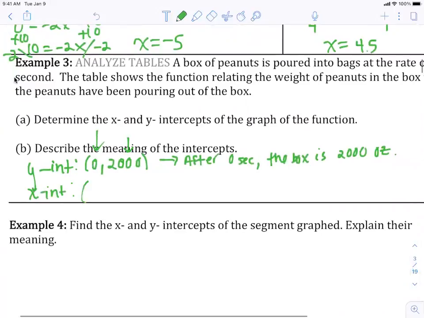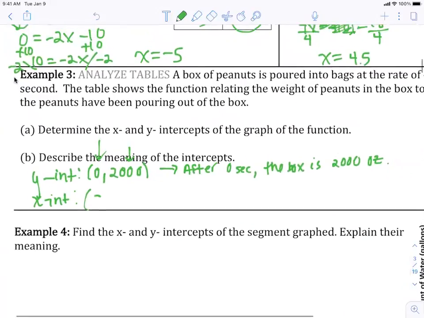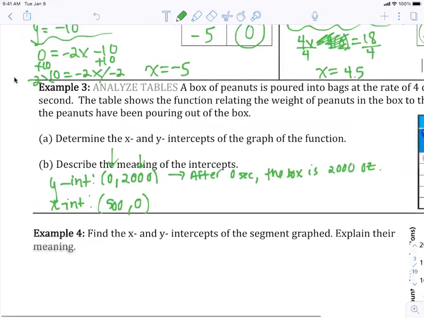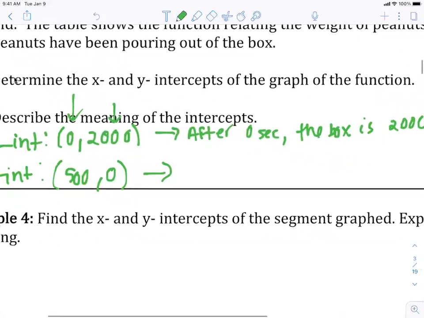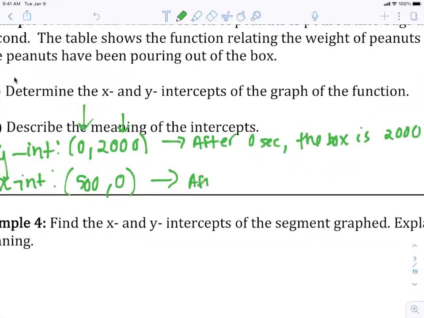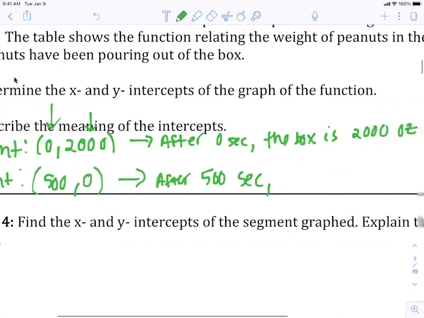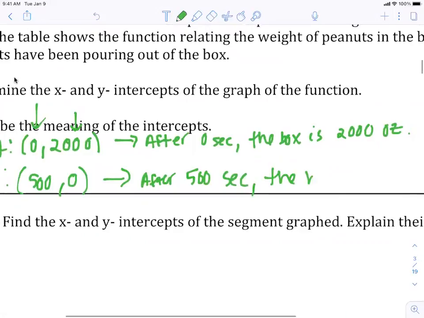What does that one mean? Well, look at that ordered pair. That one's (500, 0). This one means that after a certain amount of time has passed, after 500 seconds, the box, hopefully you're thinking, is not 0, it's empty. It weighs 0 ounces, which just means that the box is empty.